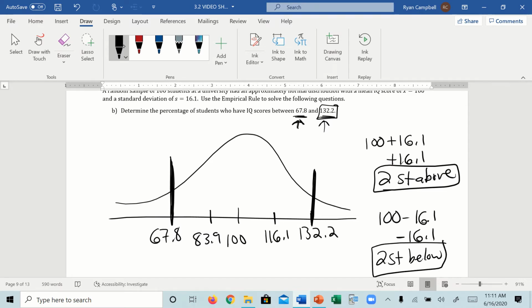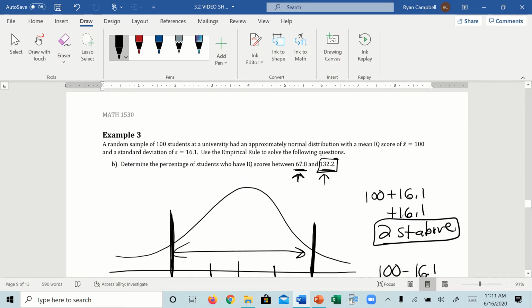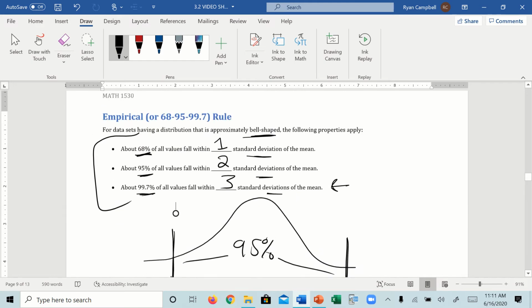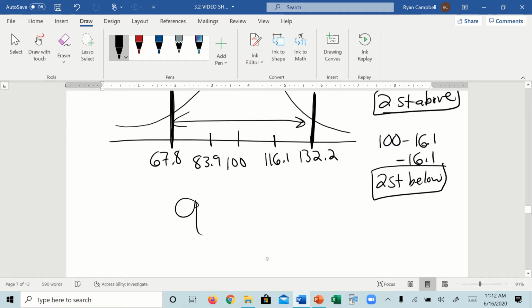So we are 2 above, we are 2 below, so that means we are within 2 standard deviations. And what do we say is within 2 standard deviations? If it's the 68, 95, 99.7 rule, it's 95%. 95% within 2 standard deviations. So in this case, the answer is 95%.